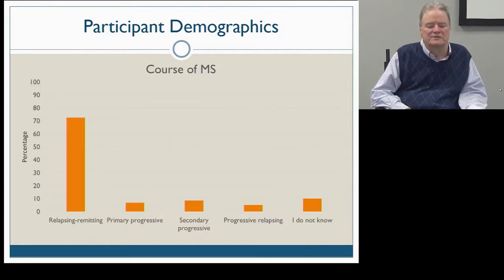And I just want to give a little bit of an overview to help people understand the nature of the study sample and some of the basic outcomes before we get to our major econometric. And you can see the vast majority of people are relapsing, remitting, and then smaller numbers of primary and secondary progressive and progressive relapsing. And this is fairly typical.